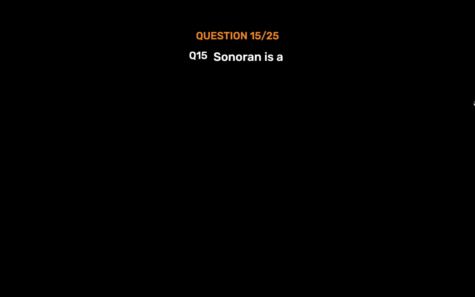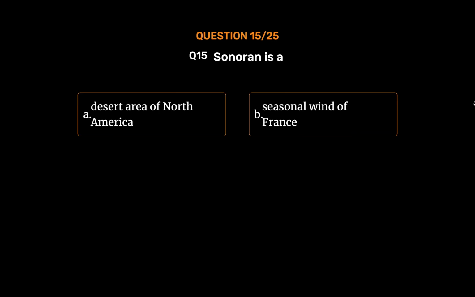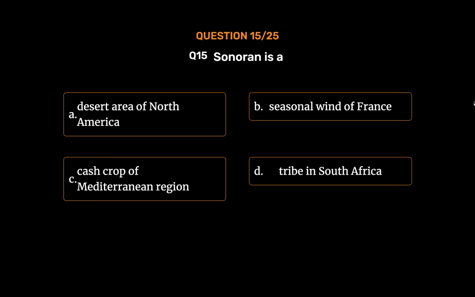Question number 15. Sonoran is a. Option A. Desert area of North America. Option B. Seasonal wind of France. Option C. Cash crop of the Mediterranean region. Option D. Tribe in South Africa. The correct answer is option A. Desert area of North America.